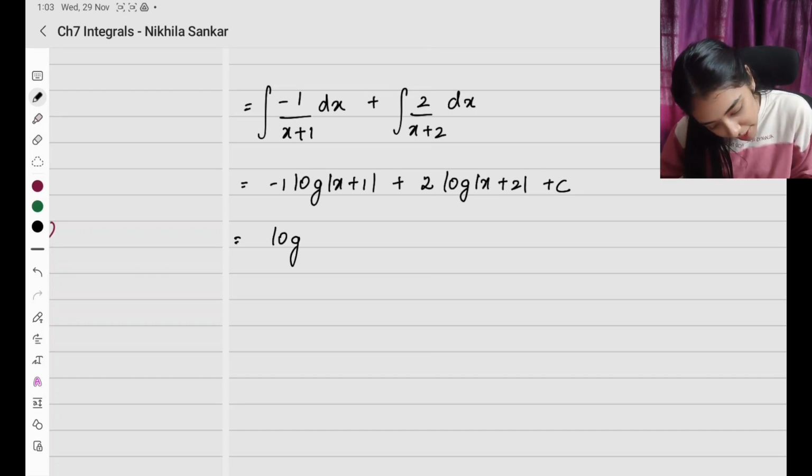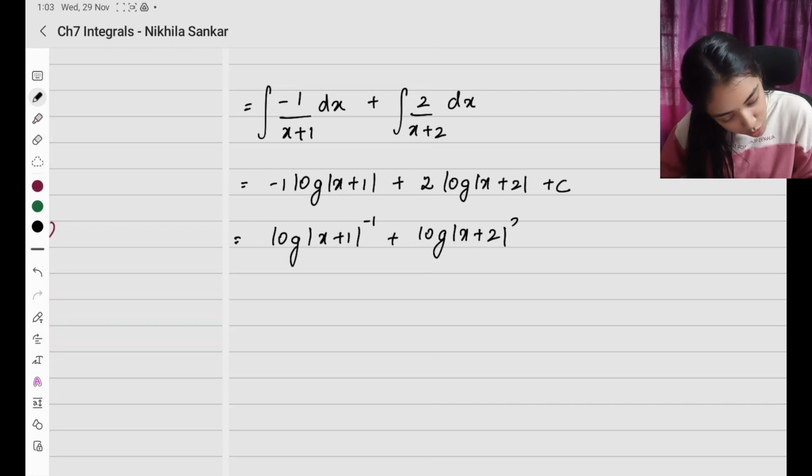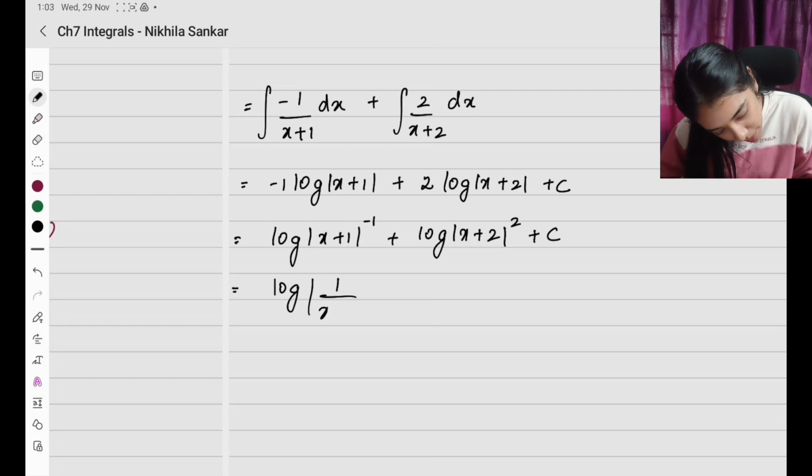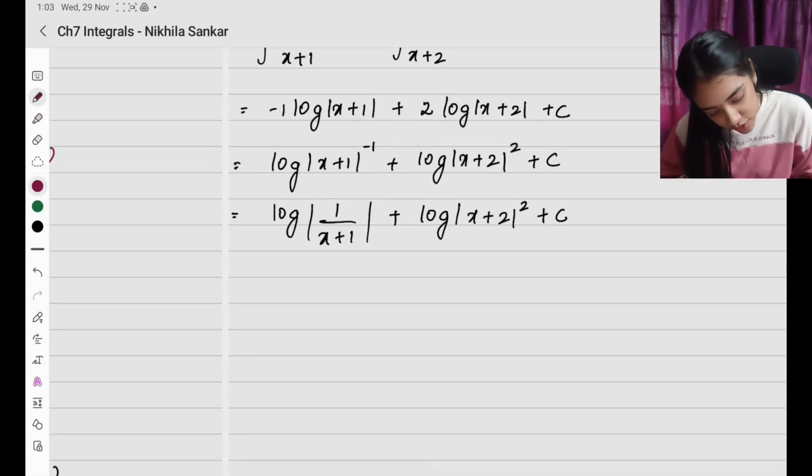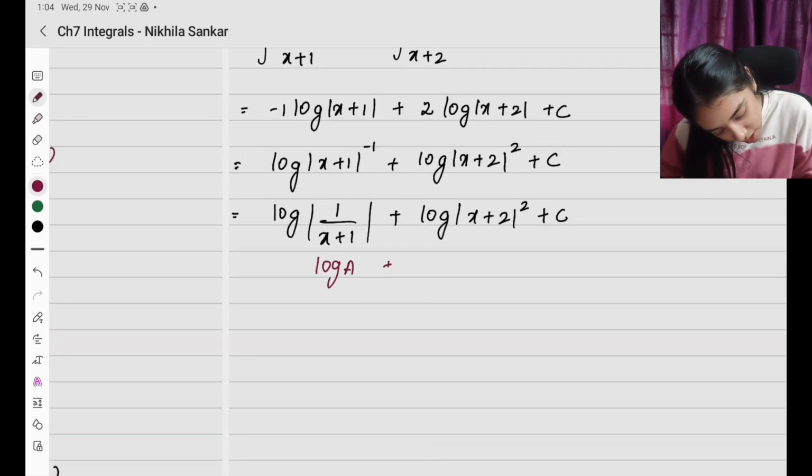I can take minus 1 to the power. So x plus 1 power minus 1 plus 2 log. இந்த 2 யும் மேல எடுக்கலாமா? So I have log of x plus 2 the whole square plus c. So this is nothing but log mod 1 by x plus 1 plus log mod x plus 2 the whole square plus c.